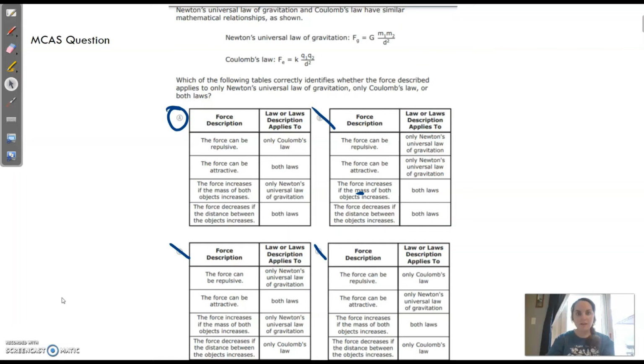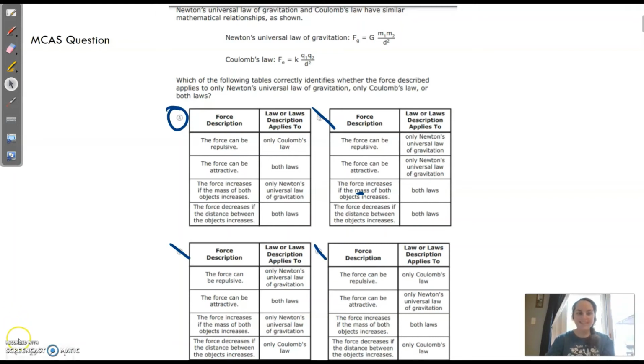It's A, and the one that I found most tricky was part 3 of this question, where it says the force increases if the mass of both objects increases. So remember, it was trying to trip you up. But when it's masses, we're only working with Newton's law of gravitation. And so that automatically cancels out B and C. And so then the force can be attractive for both laws, yes, but the force can be repulsive only for Coulomb's law. So that just leaves part A.